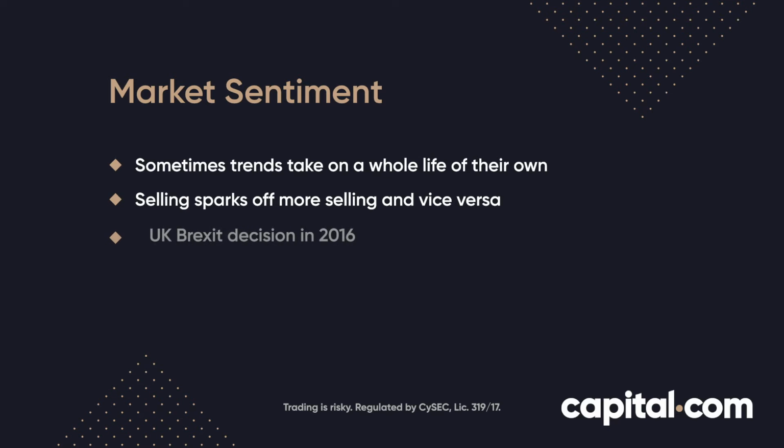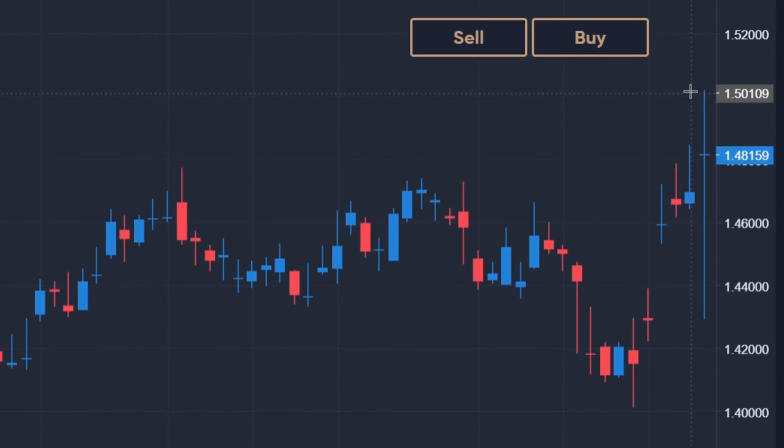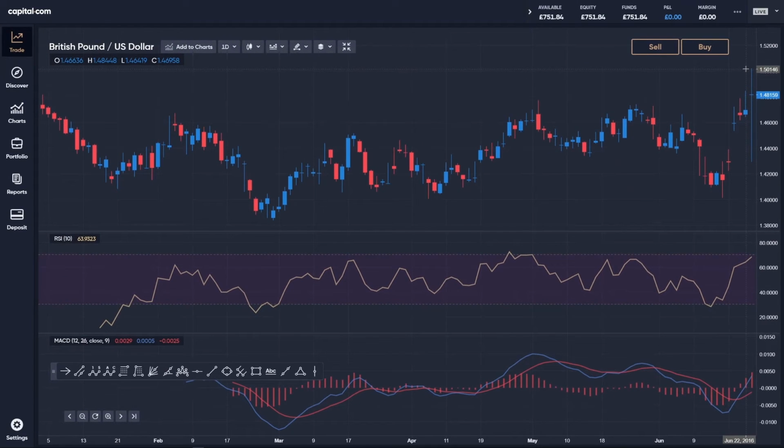First of all, the UK Brexit decision in 2016. So on the day of the vote, the expectation was that the UK would vote to stay in the European Union. Pound US dollar briefly touched 1.50 on the night of the vote as the polls closed. But as the evening went on and into the early hours of the morning, it suddenly looked as if the UK could actually vote to leave the EU. Let's see what happened next.